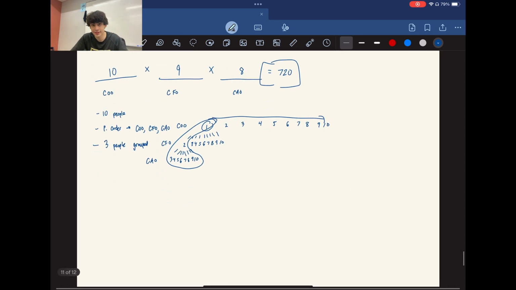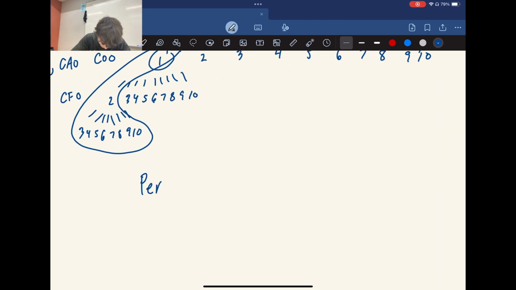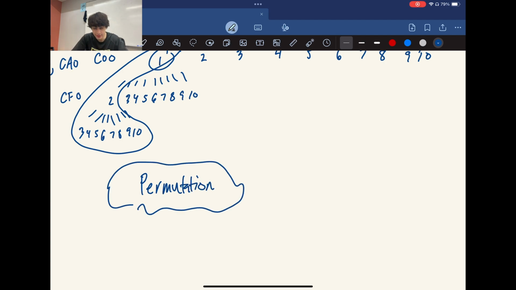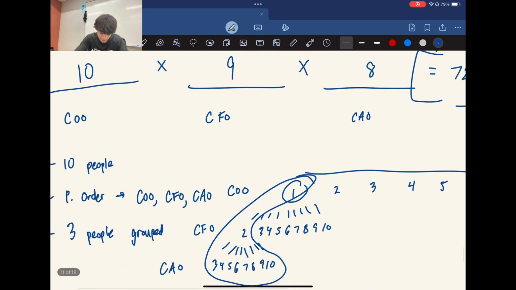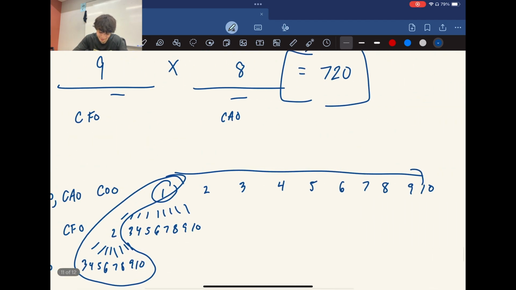To put a formula and a term on this, what we just did is called a permutation. That's a big buzzword in the world of probability, and it's denoted by something like this. We have a variable n with a big P and then a little r. We're just saying that n is the total amount that we're choosing from, in this case 10, and r is the amount that we're permuting by, so in this case 3, since there were 3 different positions.